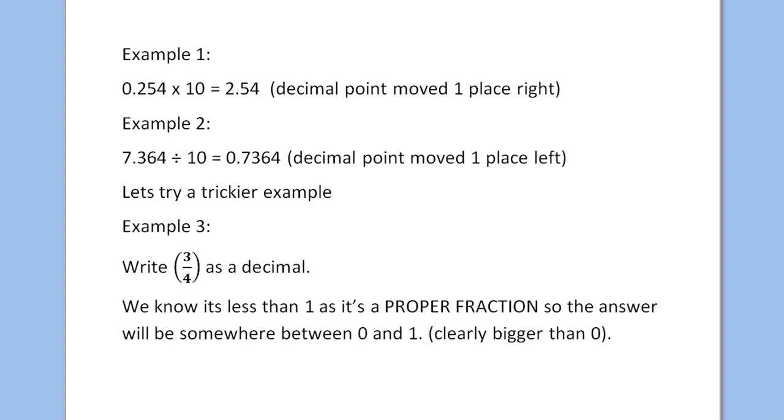Well, we know it's less than 1 because it's a proper fraction. If you watch my video on fractions, you'll know what a proper fraction is. When the numerator, the number at the top, is less than the number at the bottom, 3 is less than 4, then it's a proper fraction, and it's going to be less than 1. So the answer will be somewhere between 0 and 1, and it's clearly bigger than 0.